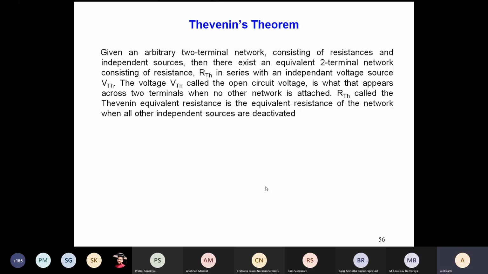So the next theorem that we are going to do is called Thevenin's theorem. Sir, do we have to follow books for theory or mainly for practice? For both, actually.